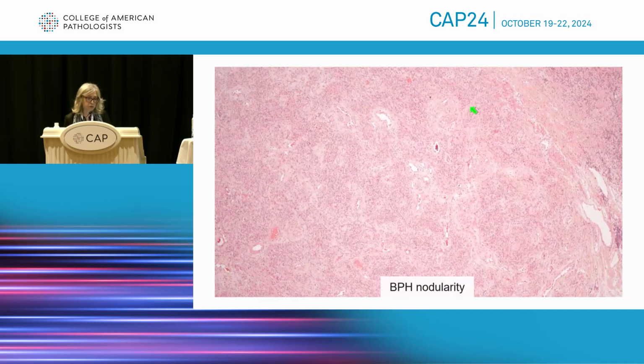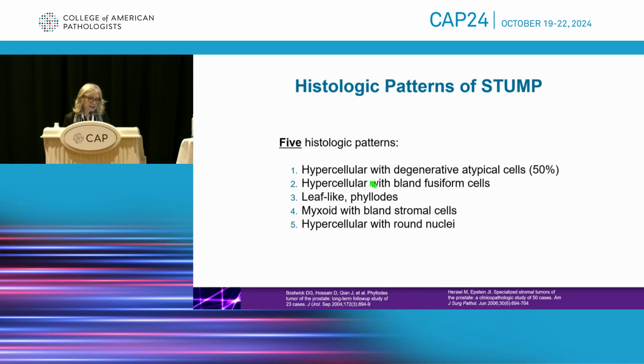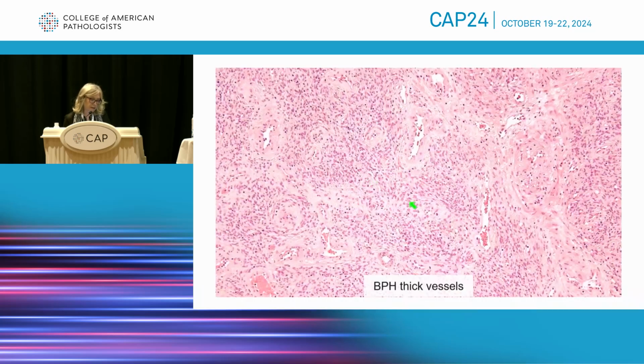So this is an example of BPH. You can see, although there is not a capsule, BPH tends to have this very well demarcated border. BPH tends to have these thick vessels that, if you focus on them, you'll see so many, and they almost look like they're coming out of the stroma towards you. There are just many, many of them. They're really easy to find if you concentrate. Whereas this is less likely to be found in STUMP.